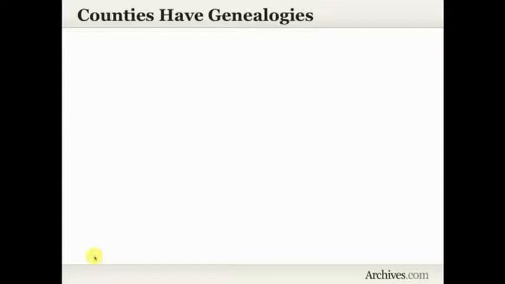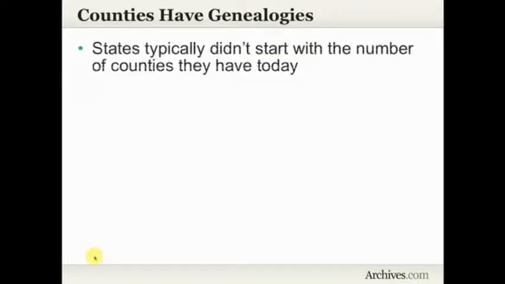Now, we think of genealogies as something that families have. Well, counties in the United States also have genealogies. They also have origins. States typically didn't start with the number of counties that they have today. For example, Ohio currently has 88 counties. Well, as we'll see in a minute, it didn't start out that way.